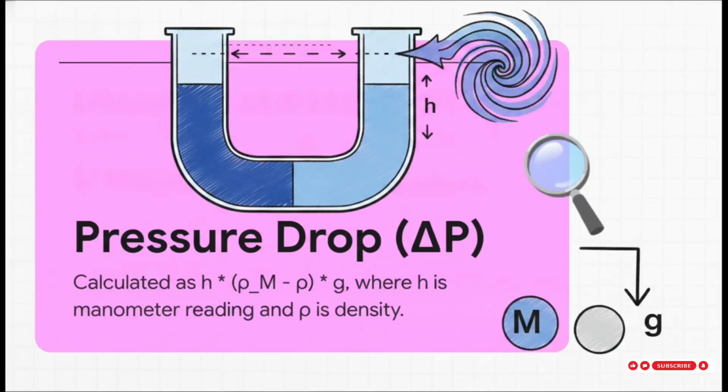To translate that physical height difference into an actual pressure drop, or delta P, we use this formula. Delta P equals h times the difference between rho m and rho, times g. Let's unpack that. h is just the difference in height of the fluid inside the glass tube. Rho m is the density of that heavy manometer fluid, rho is the density of the lighter flowing fluid in the pipe, and g is our good old gravity at 9.81 meters per second squared.